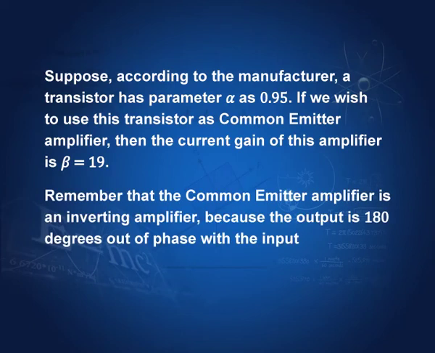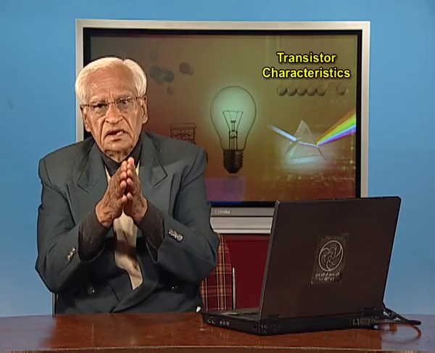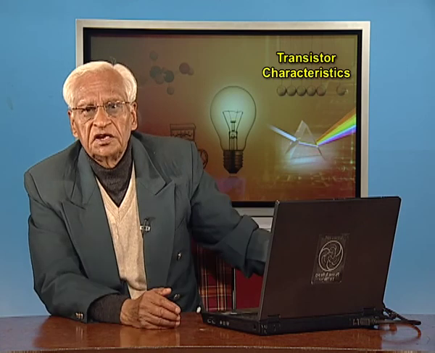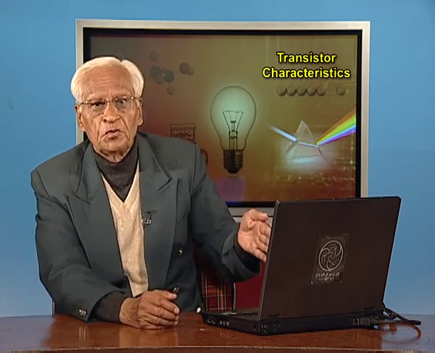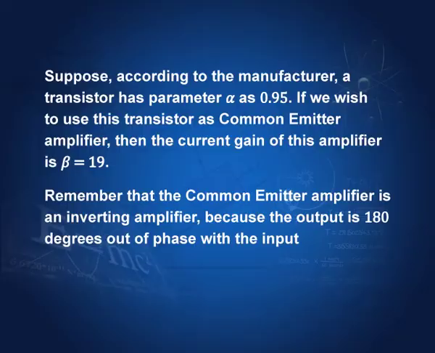Remember that the common emitter amplifier is an inverting amplifier. Why is it inverting? Because the output is in a phase opposite to the input. Therefore, it is an inverting amplifier. Whatever is positive in the input becomes negative in the output. So it inverts in that sense, because the output is 180 degrees out of phase with the input.